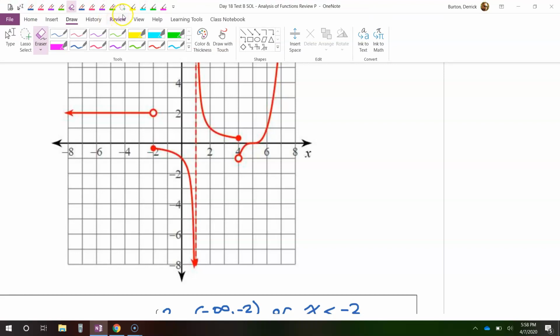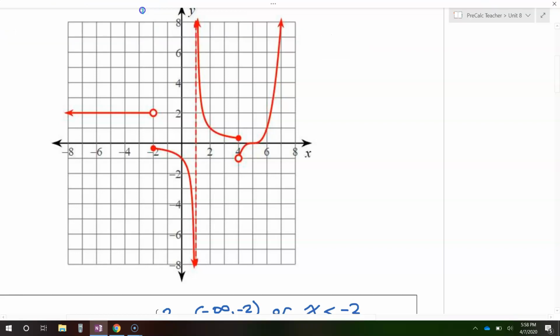For some parts of this graph, you're going to be going uphill, and for other parts, you're going to be going downhill. Now, what's happening for this first part of the graph? Am I going uphill or downhill? Neither, right? It's flat. So that is neither increasing nor decreasing.